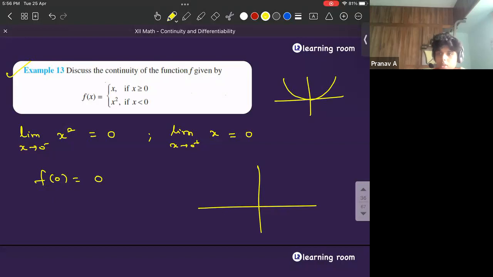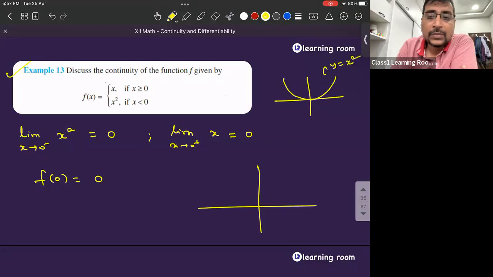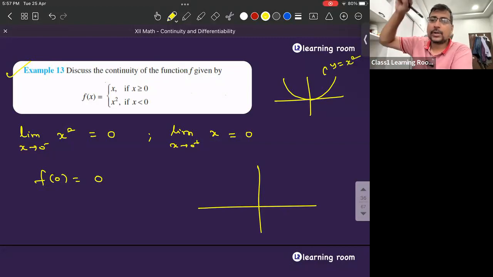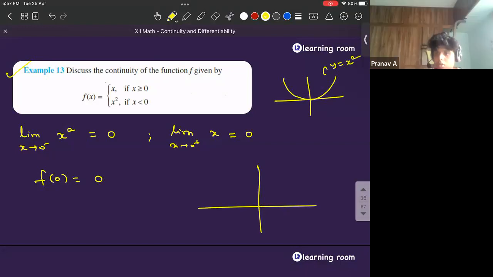Polynomial. No, this one. Y is equal to x square. I would have drawn a complete U for y is equal to x square when the domain is x belongs to R. But here, x square is defined only for the values x less than 0.